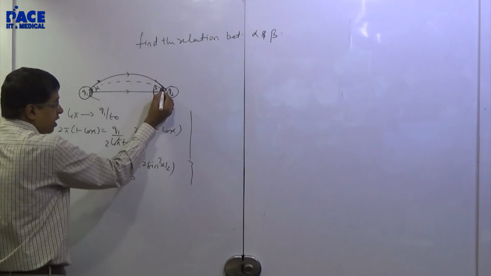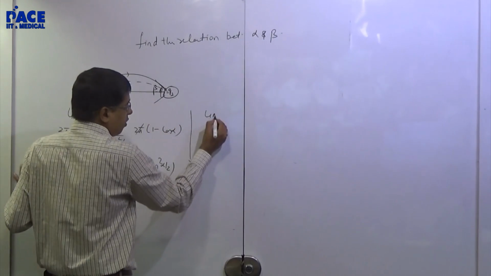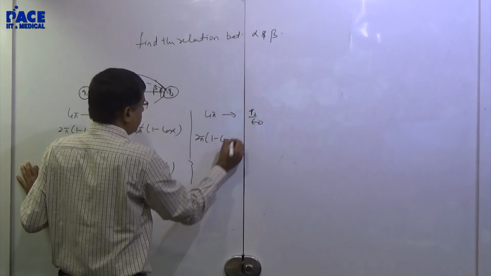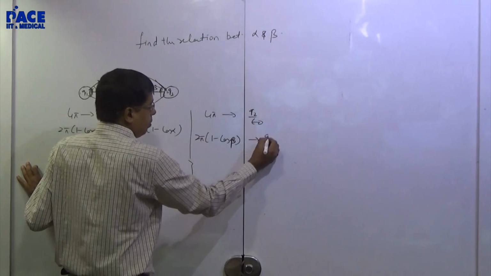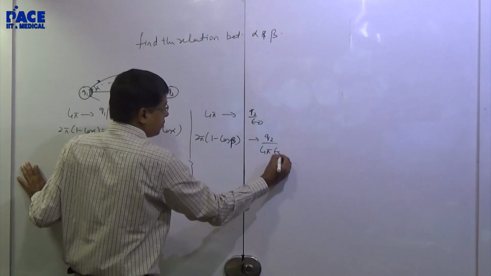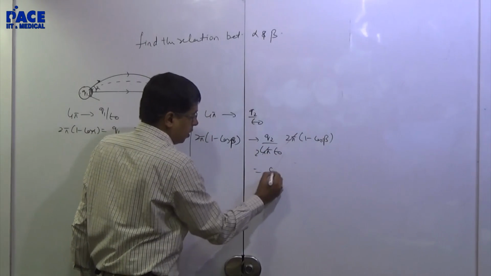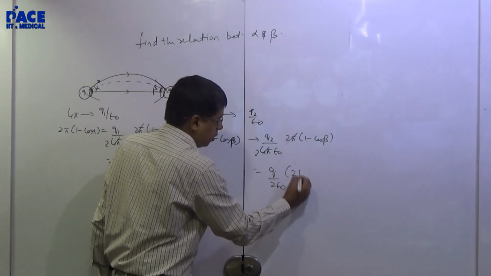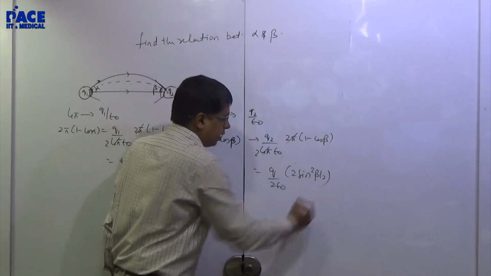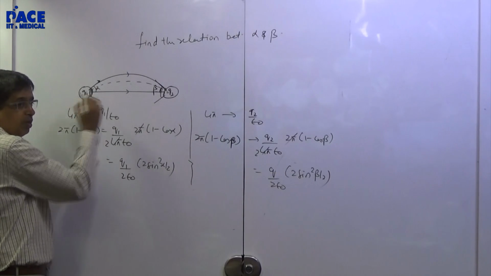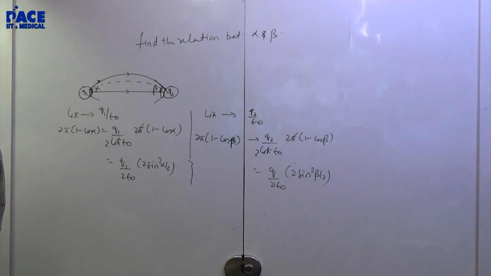What will be the flux entering into this particular solid angle? For 4 pi solid angle it will be q2 by epsilon naught. For 2 pi into 1 minus cos beta, it will be q2 by 4 pi epsilon naught times 2 pi into 1 minus cos beta. This will be q2 by 2 epsilon naught times 2 sine square beta by 2. Half of that will be the flux between these two lines. Equate both. Is that clear? All of you?